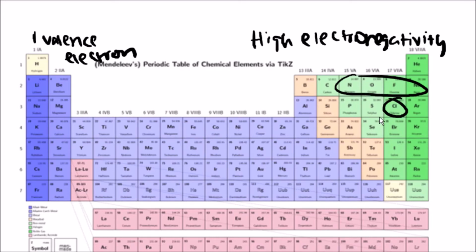It is really reactive, but it might not be as reactive as fluorine because it has another shell, meaning that it's farther away from the nucleus. So the protons inside of the nucleus are going to have trouble trying to get that extra electron from the other element, to add the electron to itself. So what happens when we see bonding?